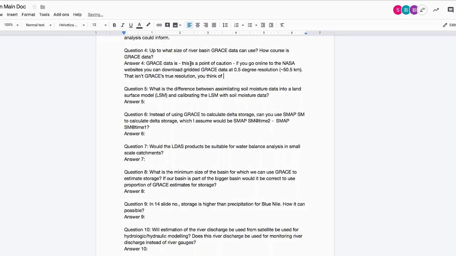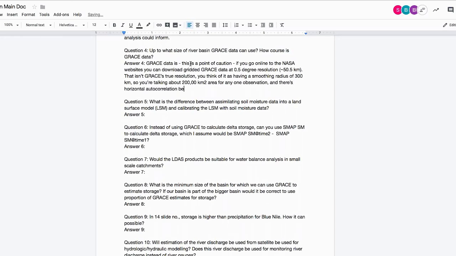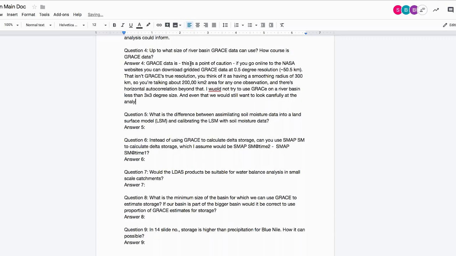This varies by product. So you're talking about at least 200 or 300,000 square kilometers of area for any one observation. And then there's also horizontal autocorrelation even beyond that. So typically, I would not try to use GRACE on a river basin that's less than certainly about 3 by 3 degrees in size, 300 kilometers on a side. And even then, we would still want to carefully look at that analysis and see what's happening in neighboring areas, if there's a neighboring influence. You don't want to just use GRACE for a point, or for a 50 kilometer watershed. You want to be looking at larger basins.